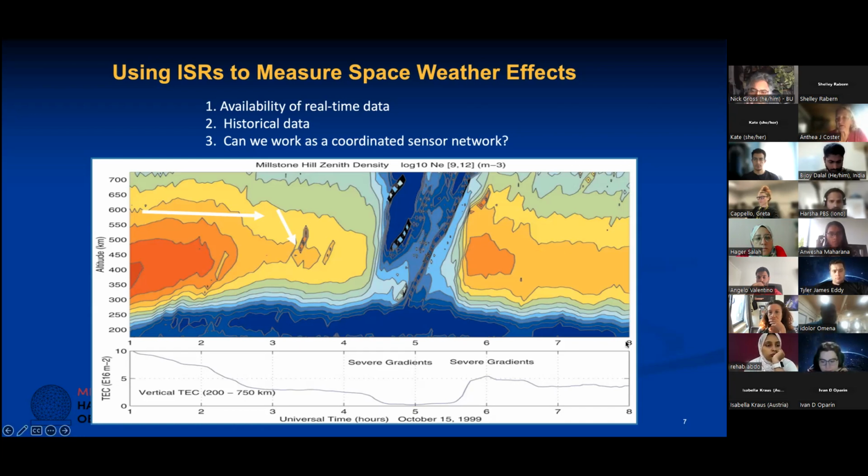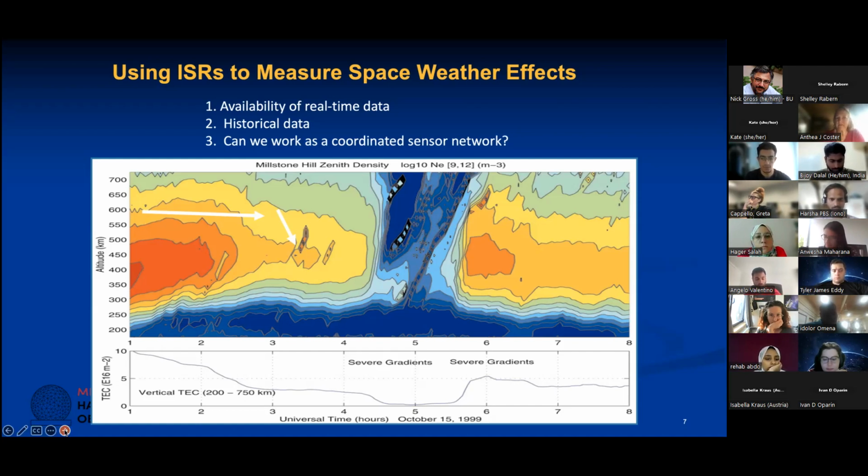This is a space weather effect that was measured at Millstone some time ago. You can see we were looking straight up, and this is electron density as a function of altitude versus time. You see this huge hole that's coming through. This is a storm effect, but these large gradients are the gradients that cause trouble for navigation. This is the type of thing that we can measure in huge detail, and it's from that detail that we can understand what's happening and the physics behind it.